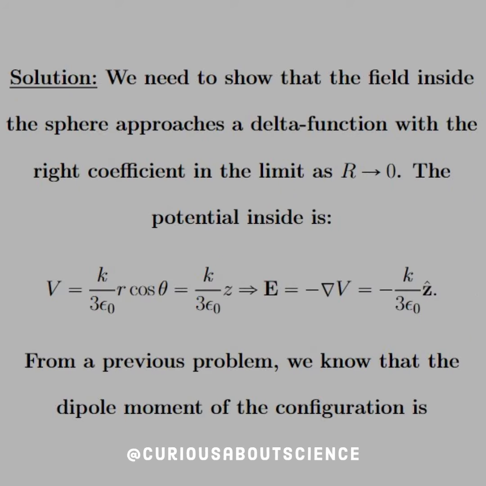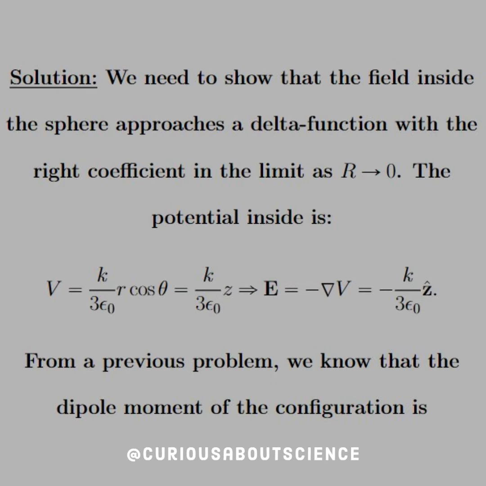found. Alright, so to start, we need to show that the field inside the sphere approaches a delta function with the right coefficient in the limit as r goes to 0. We know from the previous exercise that the potential inside is given, where V is equal to k over 3 epsilon naught r cosine theta.